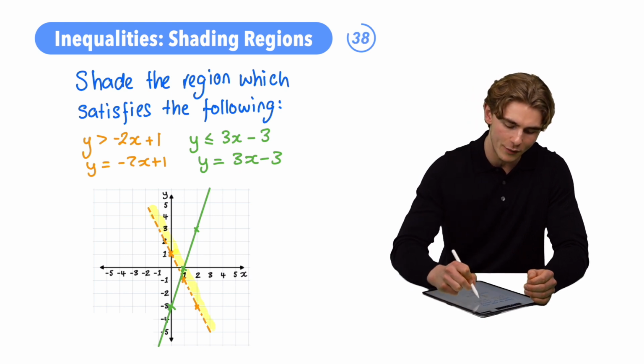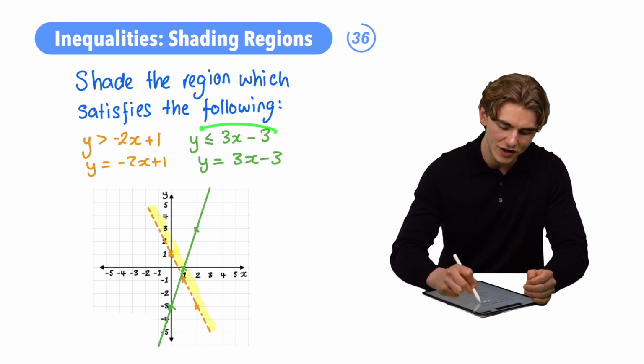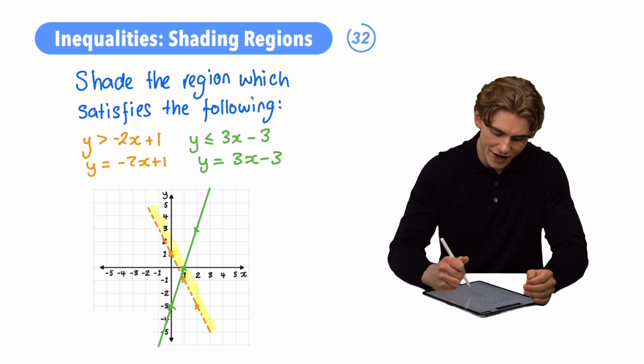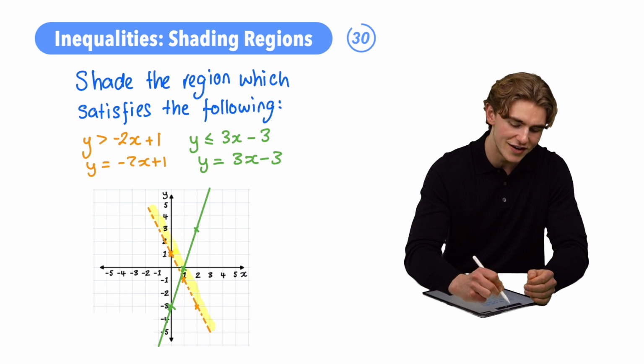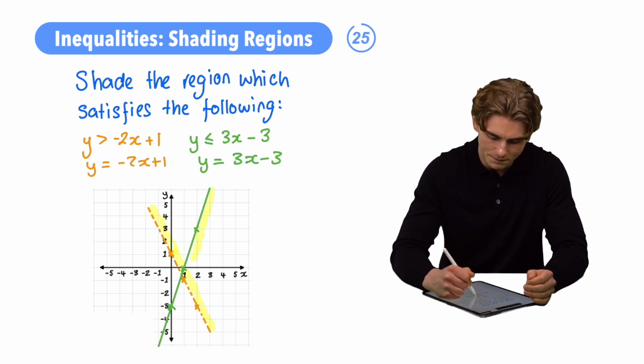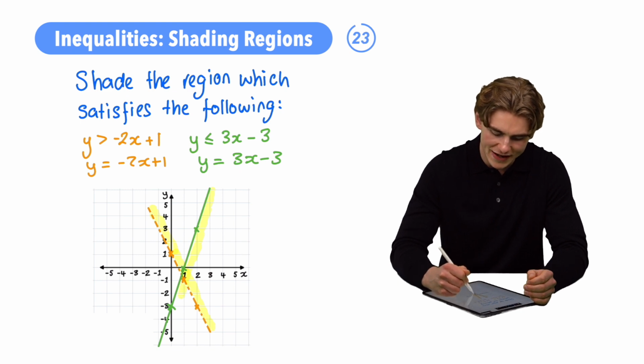What about in the case of our green line? We have y is less than or equal to 3x minus 3. So this time, guys, it's going to be the other side of that line. It's going to be the right-hand side or underneath that line, I should say. So we can shade that, the right-hand side or underneath that line. That's because y is going to be less than that.